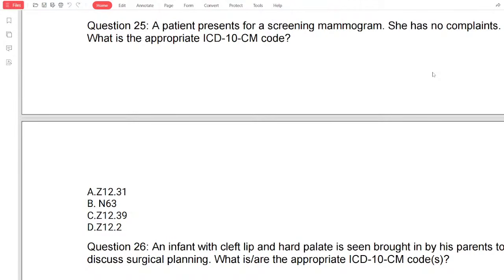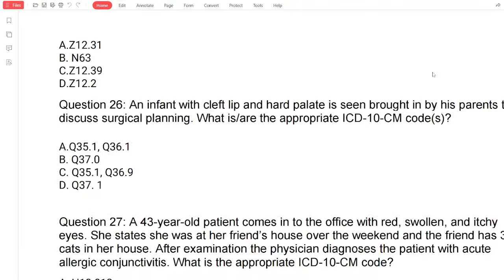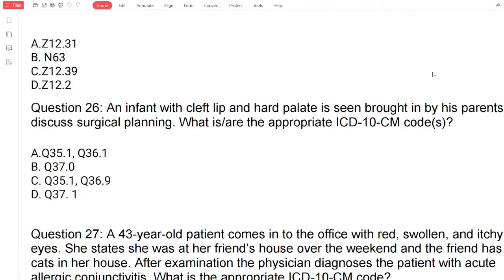Yeah, Gauri. It is actually very easy, dear. Easy to find. Everyone, please check it out. Rasna also. So 25, A is the correct answer. 26. An infant with cleft lip and hard palate is brought in by his parents to discuss surgical planning. What are the appropriate ICD-10 codes?